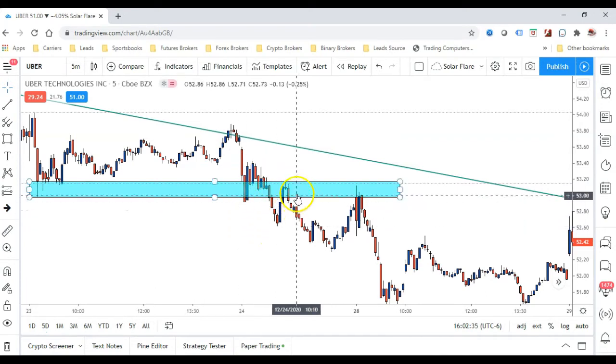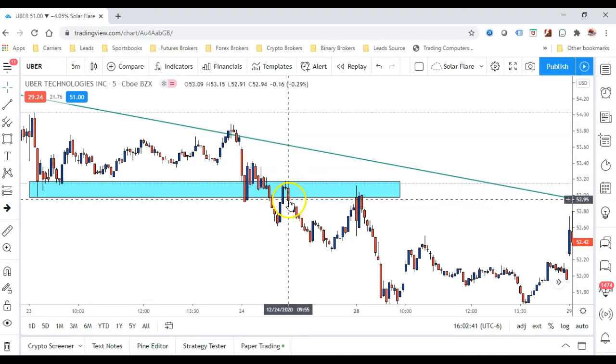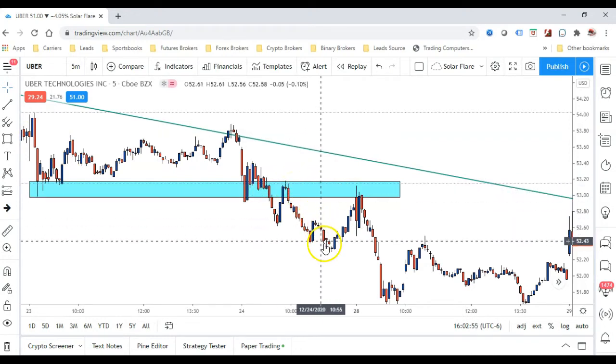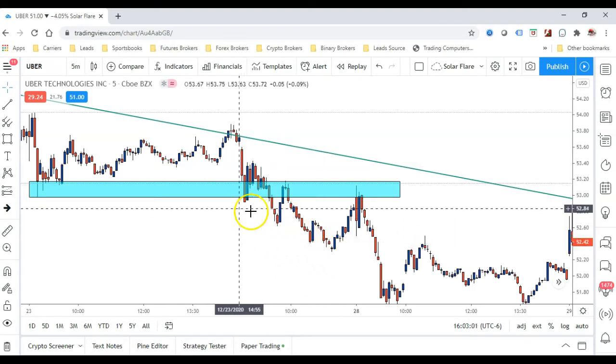All right. And then we got the rejection candle here. As you can see, we got the doji up here in the zone, and then we got another strong candle here. So you could have got in at the bottom of this or you could have got in at the doji. So you got a hint here at the doji. You rode that from $53.09 all the way down to $52.30. All right. So a nice scalp.